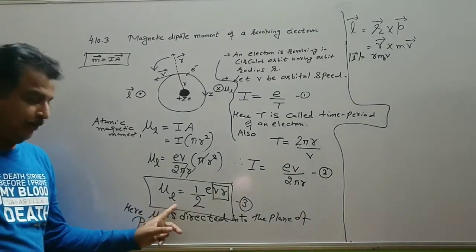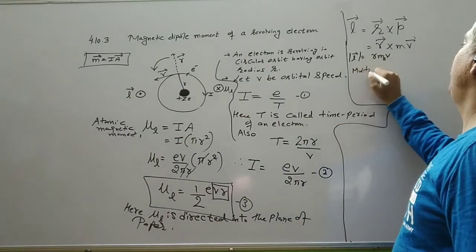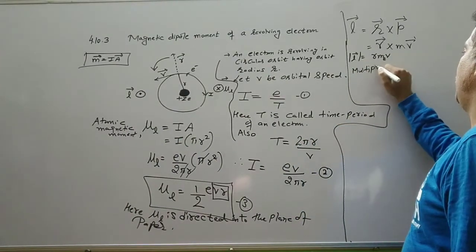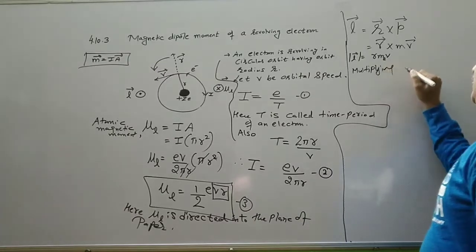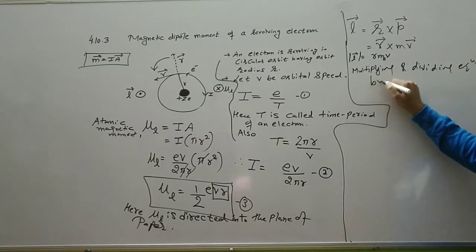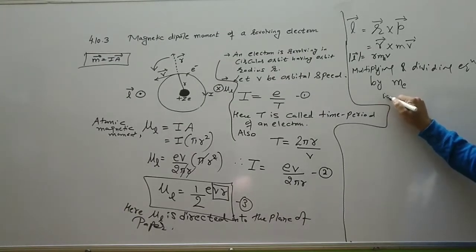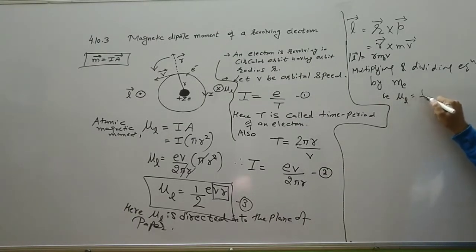Now let us multiply and divide this equation by me. Multiplying and dividing equation 3 by me, that is the mass of electron, that is mu L is equal to half e me vr upon me.